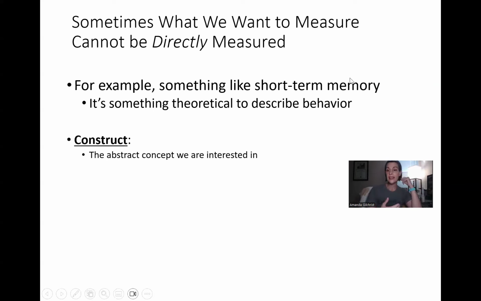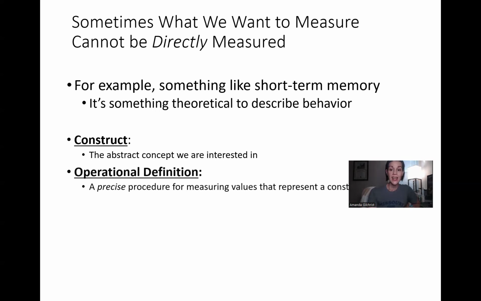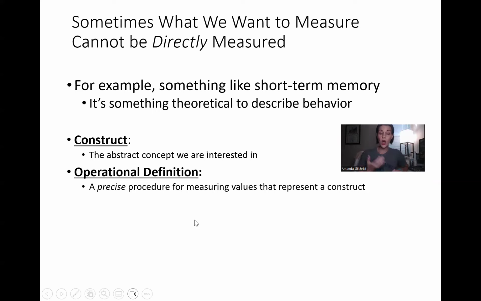So whenever we are looking at different types of things in psychology, like thirst or self-esteem or intelligence, or an example that we're going to run through a lot in this section, a concept that comes up in industrial organizational psychology, job satisfaction. A construct is going to be the abstract concept that we're interested in. And from that construct, we are going to develop what is called an operational definition. Operational definitions are very precise procedures for actually measuring values that represent a concept.